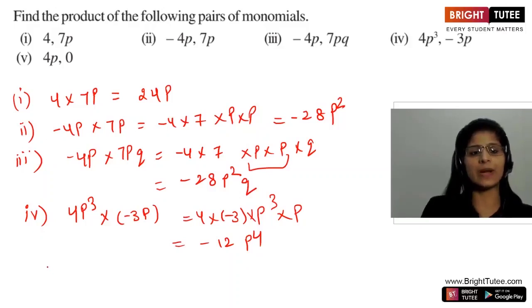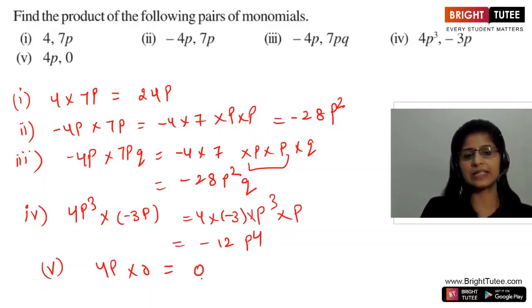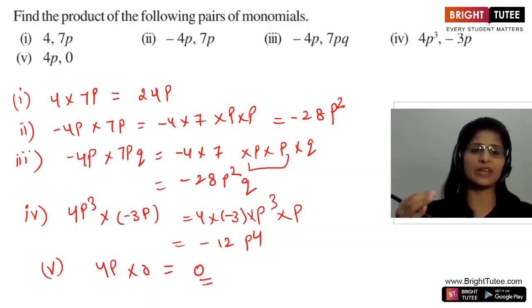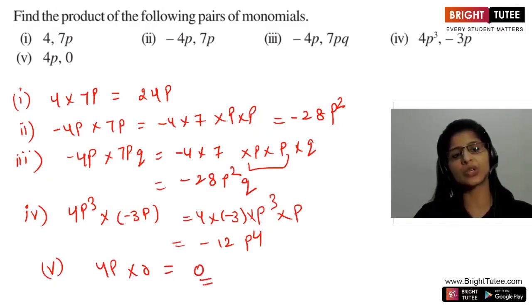Great. Now the last part, fifth part, 4p into 0. 0 multiplied with anything is 0 itself. So this is how we have done the multiplication of two monomials. Clear?